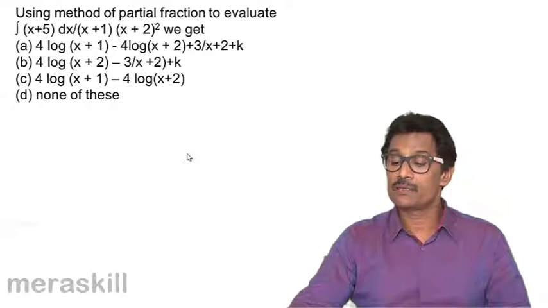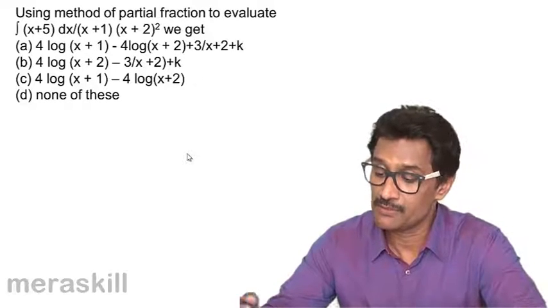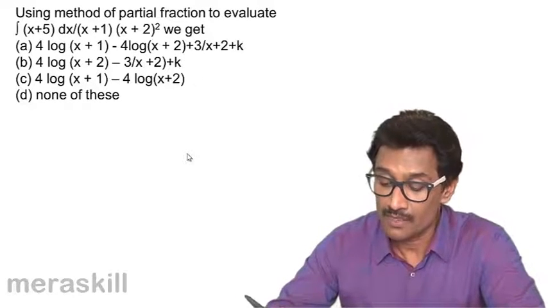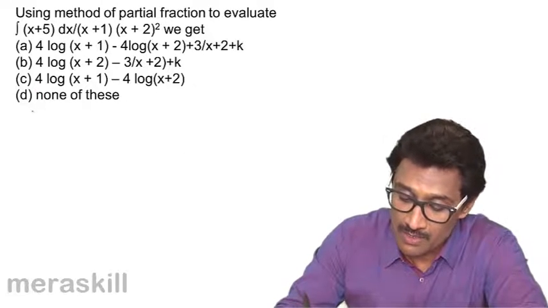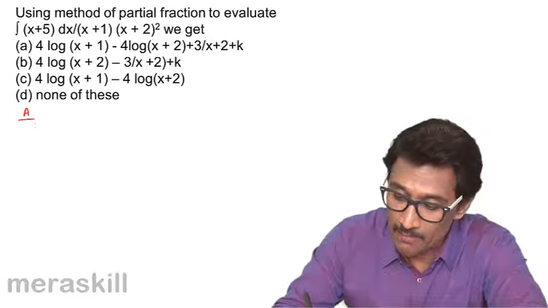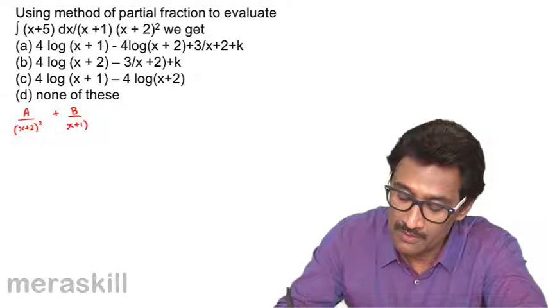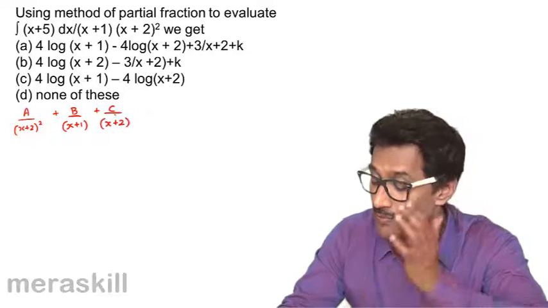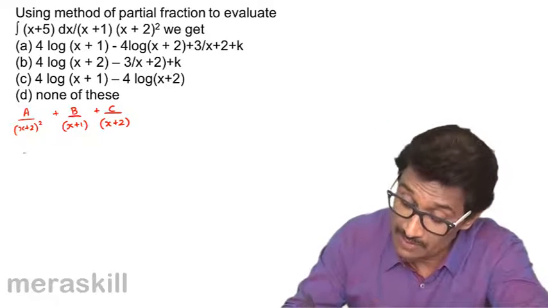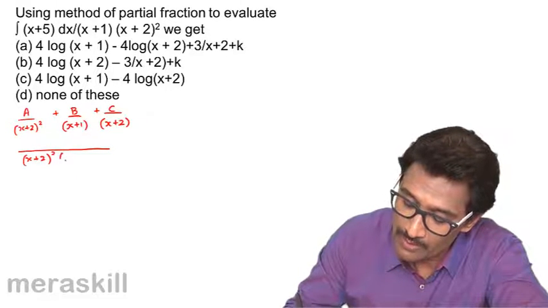Okay, here we are using the method of partial fractions. Evaluate the integral of x plus 5 dx. So it's going to be a upon x plus 2 the whole square plus b upon x plus 1 plus c upon x plus 2, right? Hence the LCM is going to be x plus 2 the whole square into x plus 1.